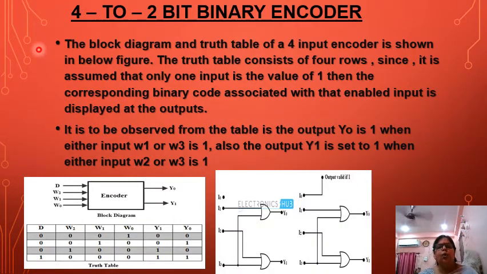Now next, the 4 to 2-bit binary encoder. Like that we are going to get a 4 to 2-bit binary encoder. These are your 4 inputs and you are going to get 2 outputs. In this, see the block diagram and the truth table of the 4 input encoder shown below. The truth table consists of 4 rows, since it is assumed that only one input has the value 1, then the corresponding binary code associated with that enabled input is displayed at the outputs.